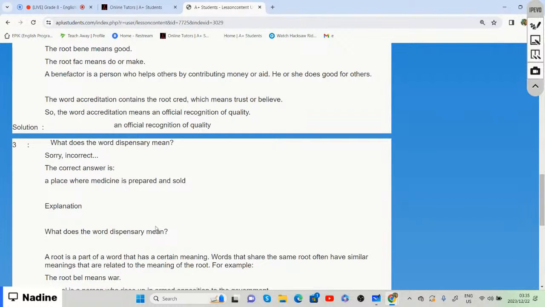And now, what does the meaning of the word dispensary mean? Dispensary is basically a word that you will usually find when you go to a pharmacy. So we need to say what's the meaning of dispensary.